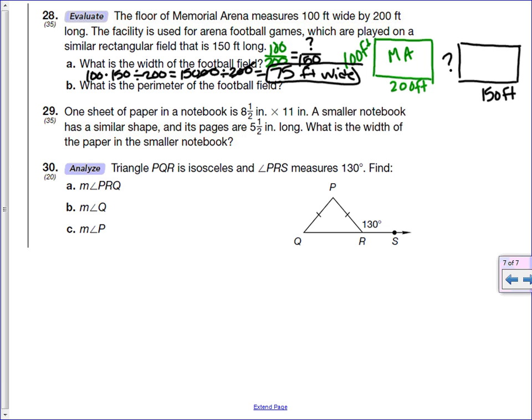What is the perimeter of the football field then? We just add up all the sides. So we'd have 75, 150, 75, and 150. 150 and 150 is 300, and 75 and 75 is another 150, so we would have 450 feet.